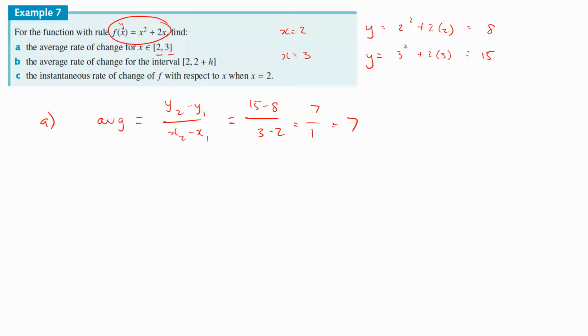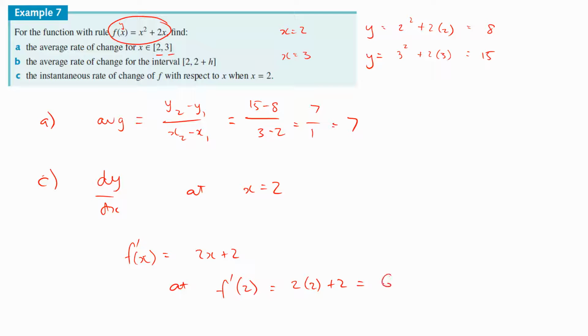So the only way to do that was finding the derivative at x equals 2. So the derivative dy/dx, or technically f'(x), is equal to 2x plus 2. That's my derivative, but I want to know what my rate of change is, what my instantaneous rate of change is at 2. So f'(2) equals 2 times 2 plus 2, 4 plus 2 is 6.